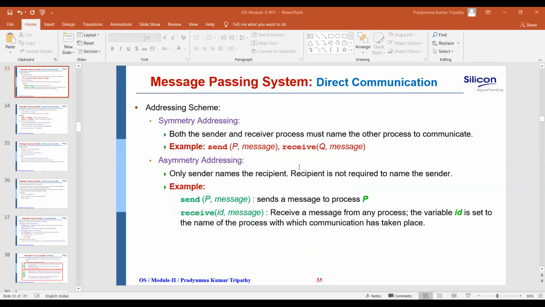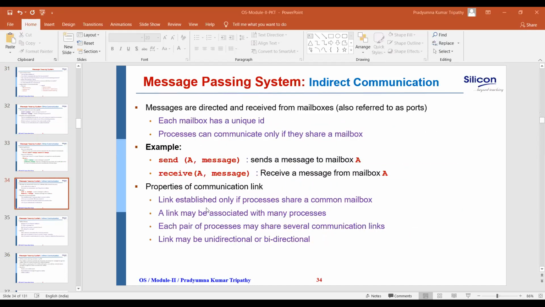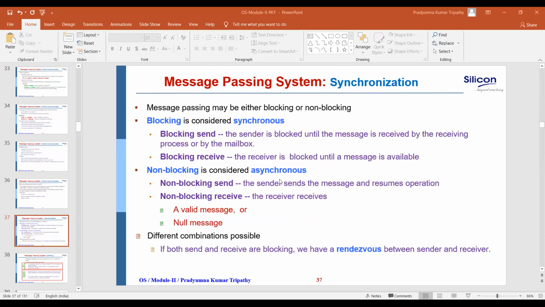So we have read what direct and indirect communication are. Correct? These are all the differences between direct and indirect. These are not there in direct links. So coming to the next one, synchronization.